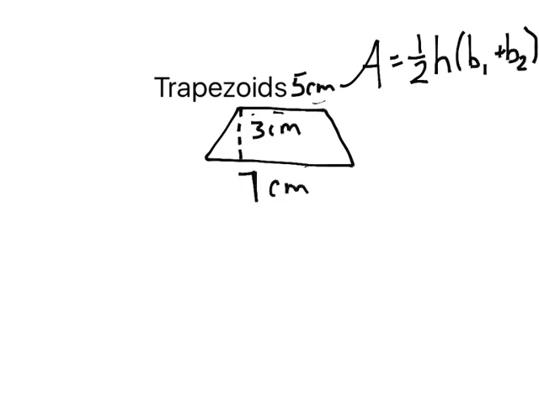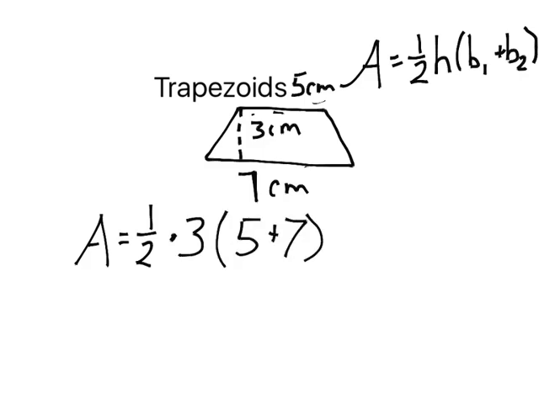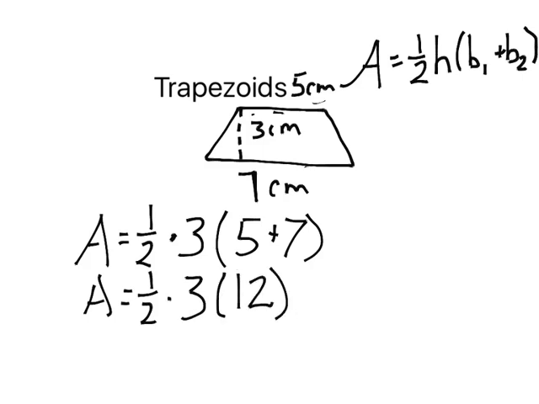So we would do the area is equal to 1/2 times 3 times (5 plus 7), which is inside parentheses, or area 1/2 times 3 times 12. So 1/2 times 3 is 1.5, and then 1.5 times 12 gives us 18. The area would be 18 centimeters squared.